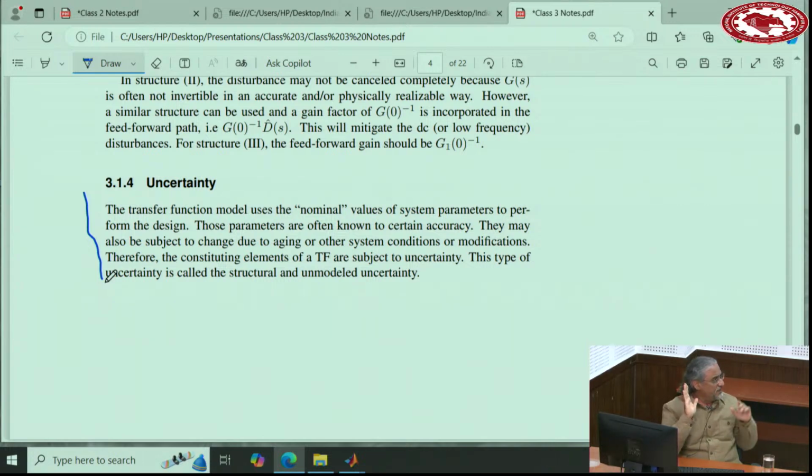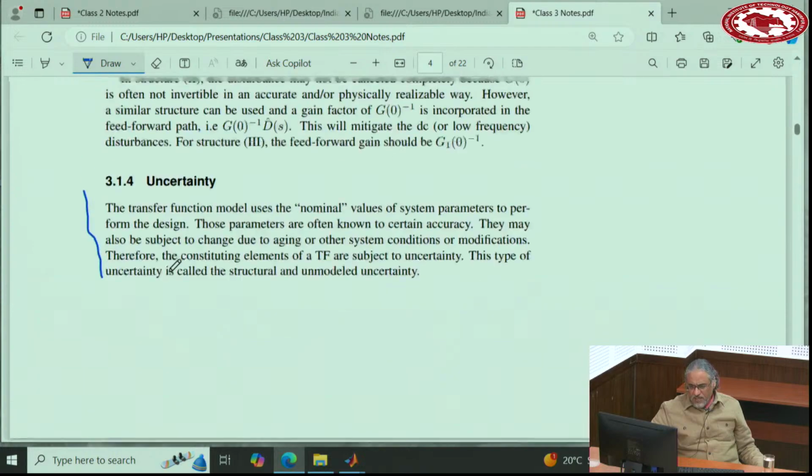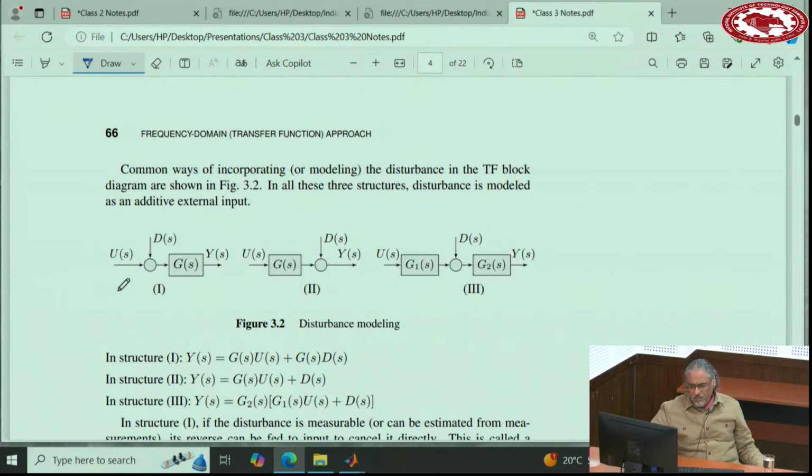For instance, the variable nature of the PWM delay. We did not consider that in our model. So that's uncertainty, but it's unmodeled uncertainty. But the resistor of the inductor, we model it, but we don't know exactly how much it is. That is a modeled uncertainty or parametric uncertainty. As far as disturbance, there are three ways of modeling a disturbance. Disturbance either comes to the input of the system or to the output of the system or somewhere between input and output.